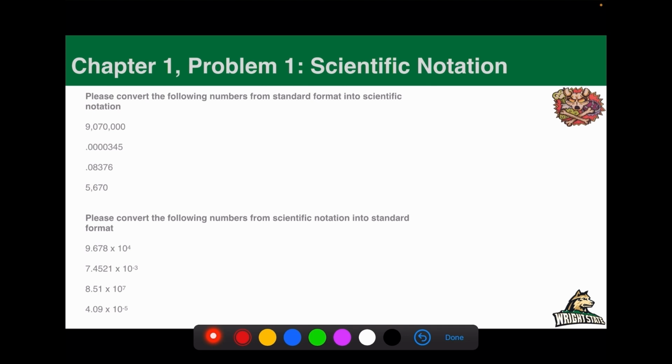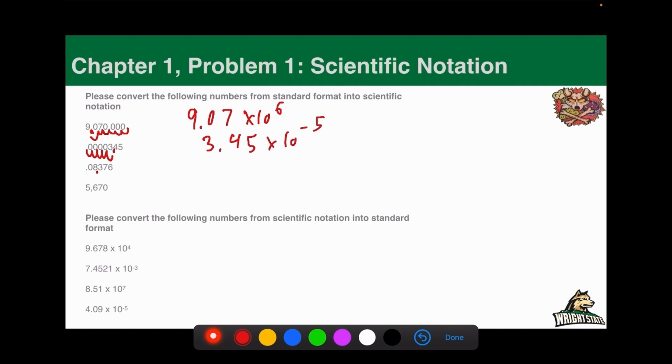So here we've got 9,070,000. I want to put that in scientific notation. We're going to put a decimal point after our first number that's not a zero, and we're going to count how many places we moved it. So that is 1, 2, 3, 4, 5, 6. This is a big number, so we're going to use a positive order of 10. I moved it 6 times, so this is 9.07 times 10 to the positive sixth. Our next example, again, put your decimal point after the first number that's not a zero. We have to move it 1, 2, 3, 4, 5 times. It's a small number, so it's negative power. That's 3.45 times 10 to the negative fifth.